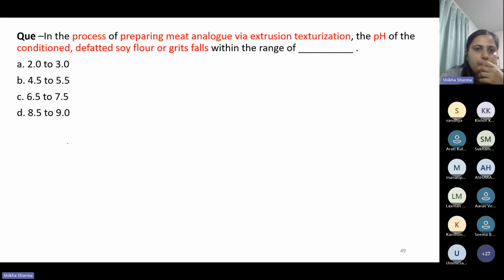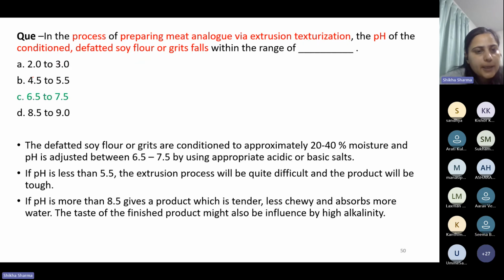In the process of preparing meat analog via extrusion texturization process, the pH of the conditioned defatted soya flour or the soya grits falls within the range of the pH. Option B, 4.5 to 5.5. Option B, 4.5 to 5.5. C. Yes, C is correct.